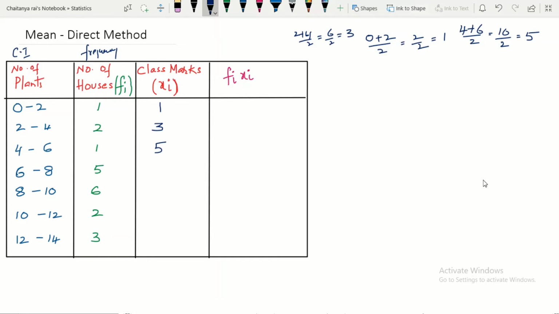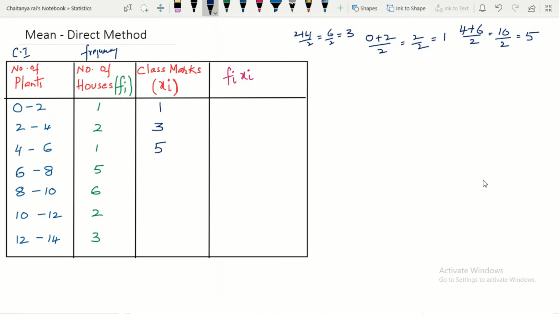That is 3 minus 1 is 2. Similarly, 5 minus 3 is 2. So first of all, we will see the length of the class. What is the length of the class? The length of the class is nothing but the difference between consecutive lower boundaries or consecutive upper boundaries. You can take any consecutive values. For example, if I take 8 and 6, the difference of 8 and 6 is 2. Similarly, the difference of 4 and 2 is also 2.